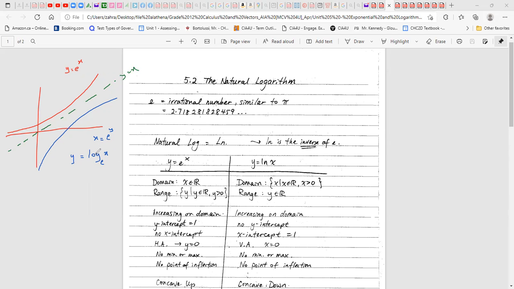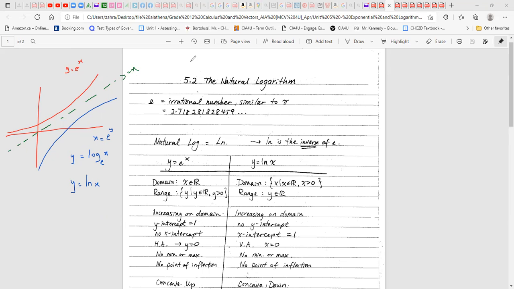Since log base e may be really long to write down, instead of log e, we can shorten that, and we write ln. So it means ln is log, and the base is e.